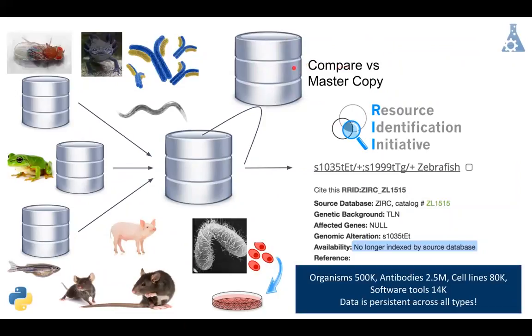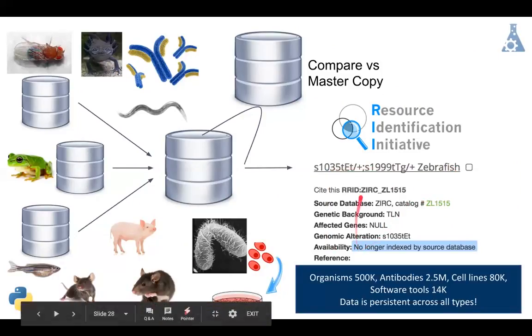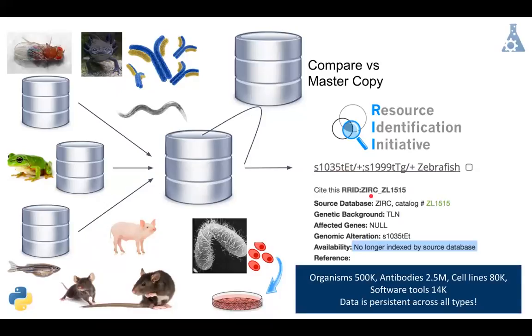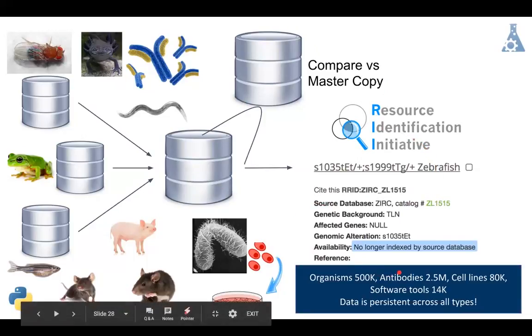So the catalog number doesn't always stick around at the manufacturer. The catalog number doesn't always stick around in the stock center, but we keep a copy of everything that's out there. In this case, there's a fish, this ZL1515, that's no longer available from ZIRC. But that's okay. We can still have that in our labs and we can still publish with it. And when we go to our RRID portal, both the master copy of this data and the new data are reflected in the final list.